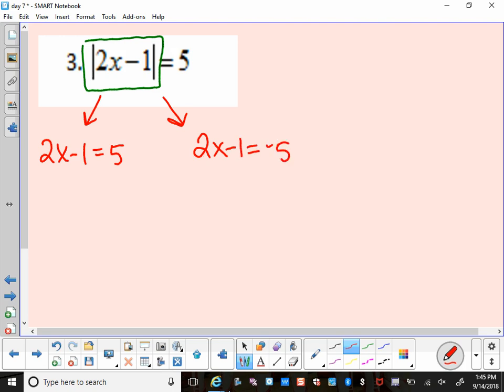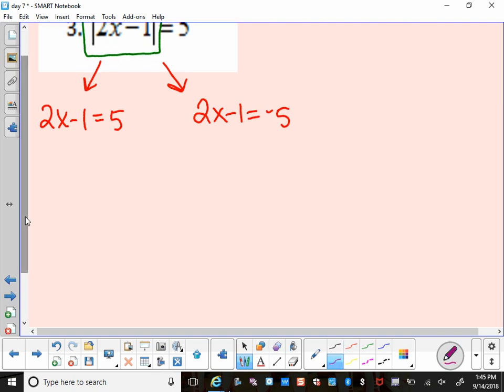Good. We have to remember that anything inside your absolute bars, when you drop the bars, stays the same. I don't want you putting the plus sign here because you think you have to change that sign. You only change the sign after the equal sign, whatever your answer is. From here, this part is easy because you guys are good at algebra. What do I do here? Let's add 1 to both sides. So I have 2x is equal to 6.